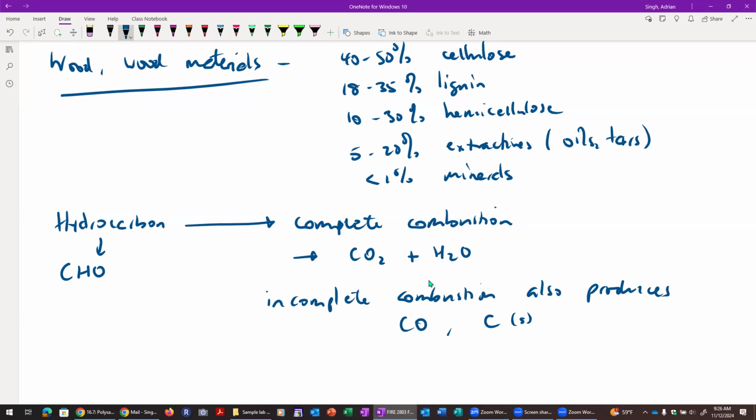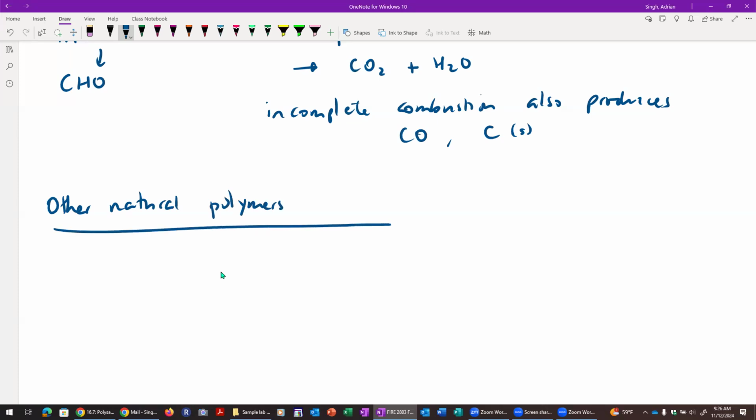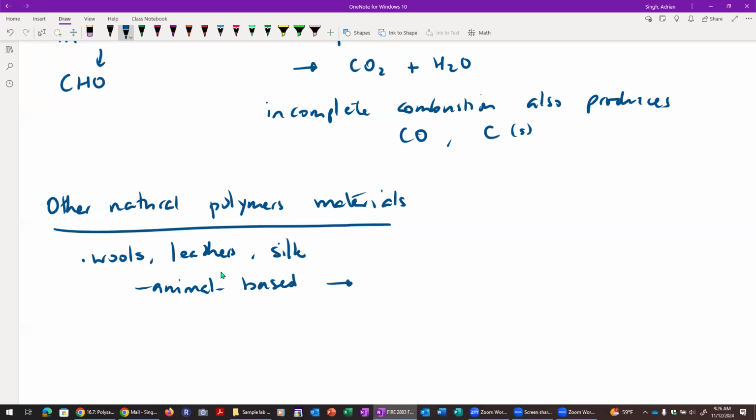Now, there are other natural materials. So we just looked at the cellulosics, but there are other natural polymers. And we're not going to go into an exhaustive list of these, but things like, for instance, wools, maybe leathers and silk materials. These are animal-based materials, animal-based polymers, and these have a high protein content.